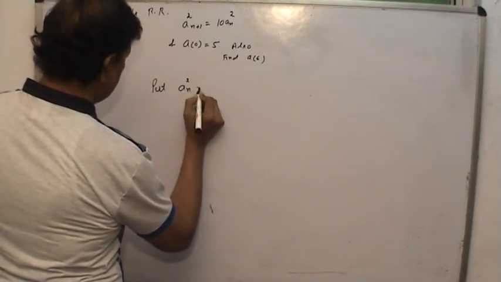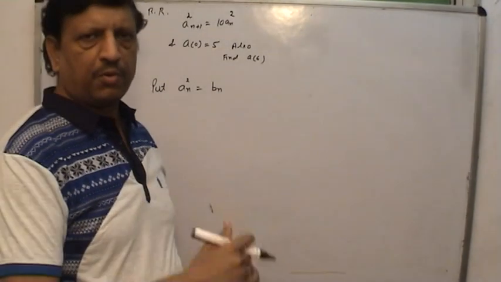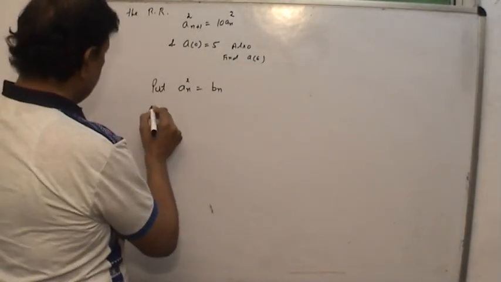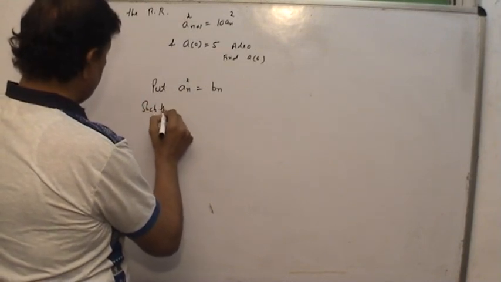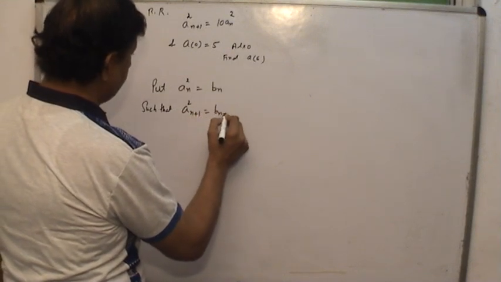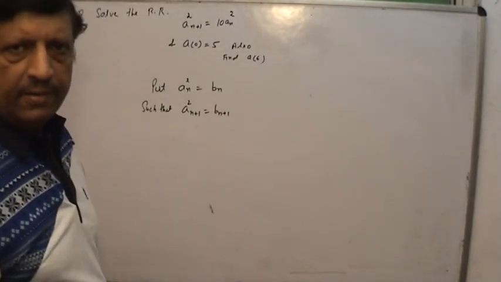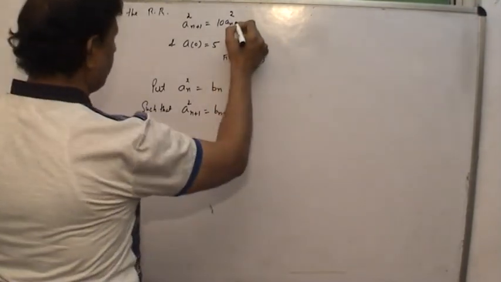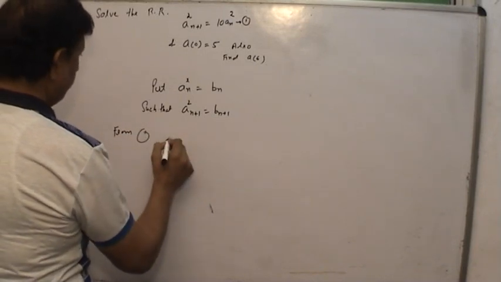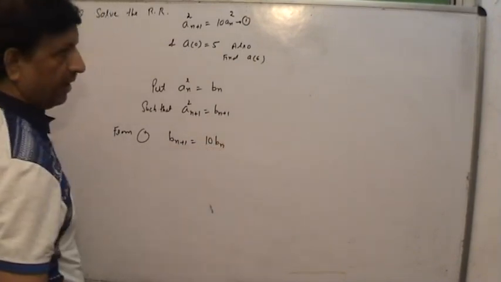Then see, put a square n is equal to bn. Bn is another term corresponding to the a square n of the recurrence relation, such that a square n plus 1 is equal to bn plus 1. So we replace the quadratic terms by linear terms in this way. Now from the given relation, we get bn plus 1 is equal to 10 times bn.